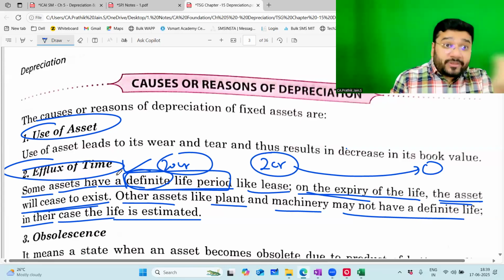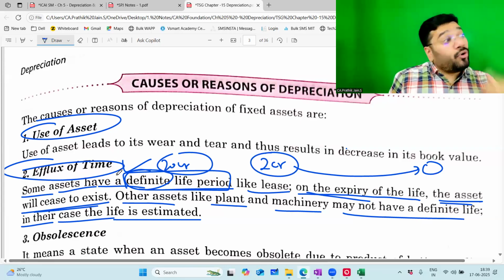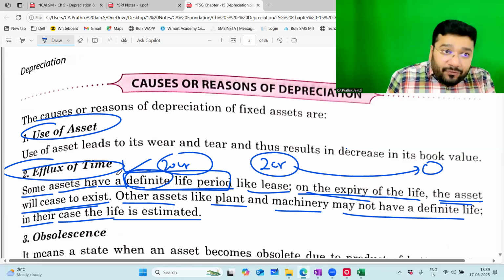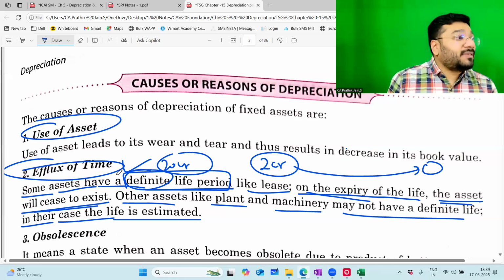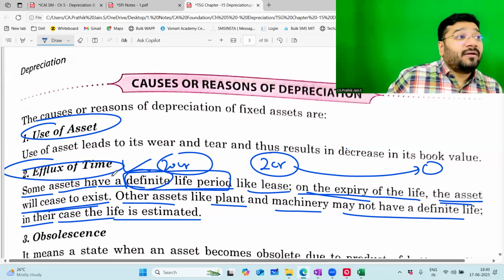So it depends on your usage. If you use it very carefully, that AC might run more than 5 years. If you use it roughly, it might survive even less than 5 years. So in case of all the other assets, the life is not definite.